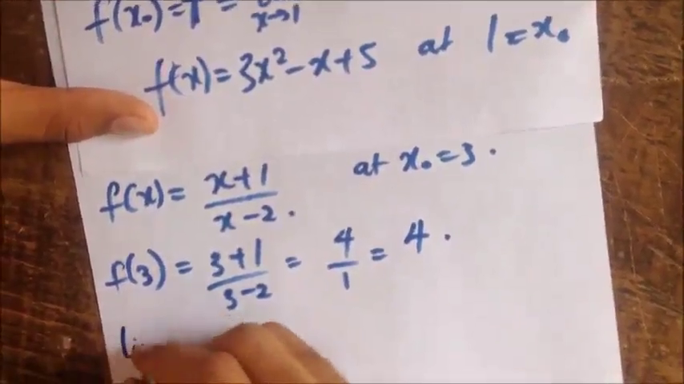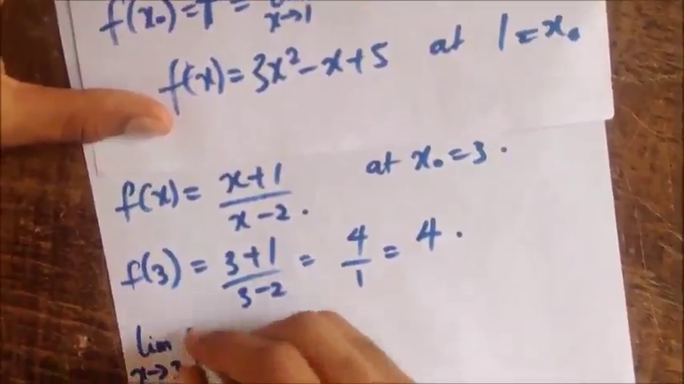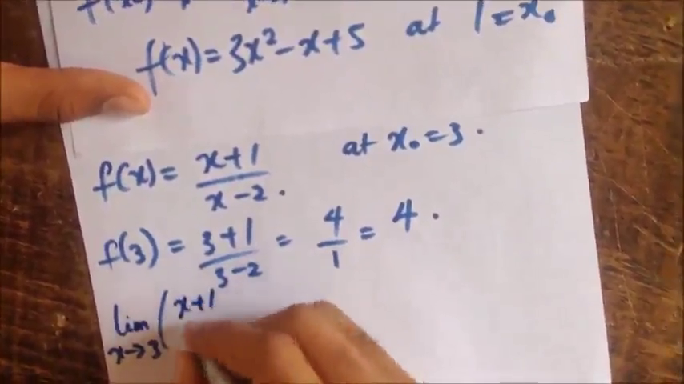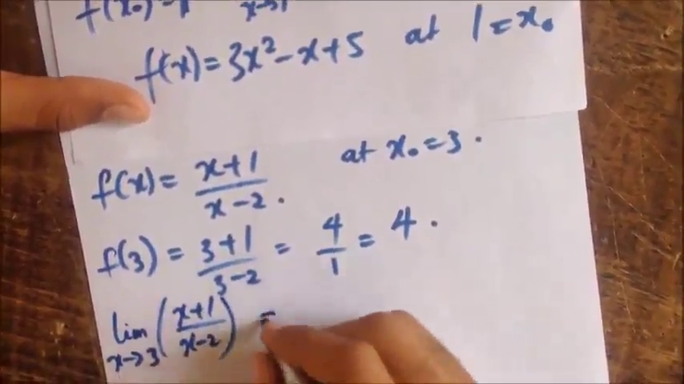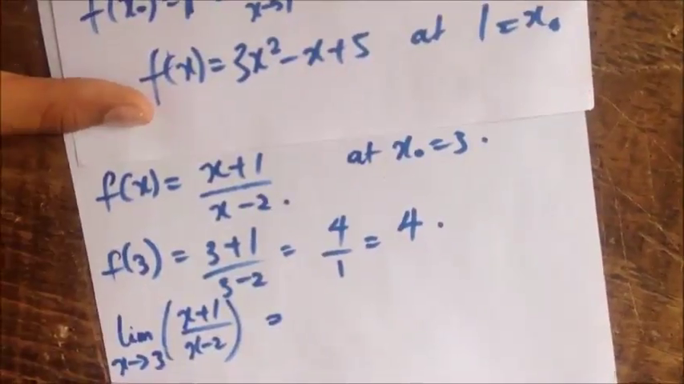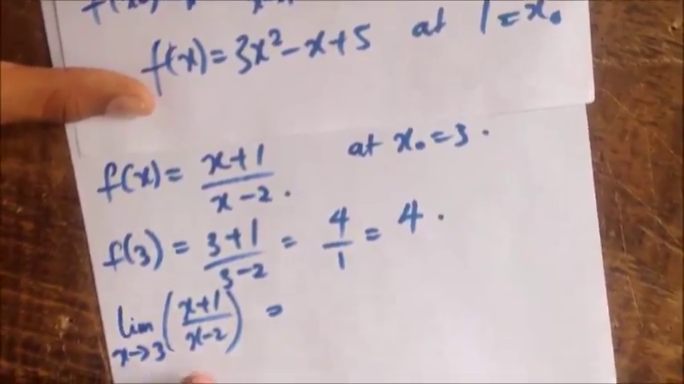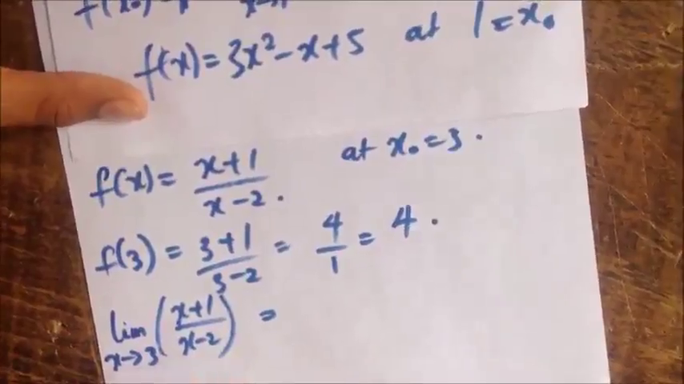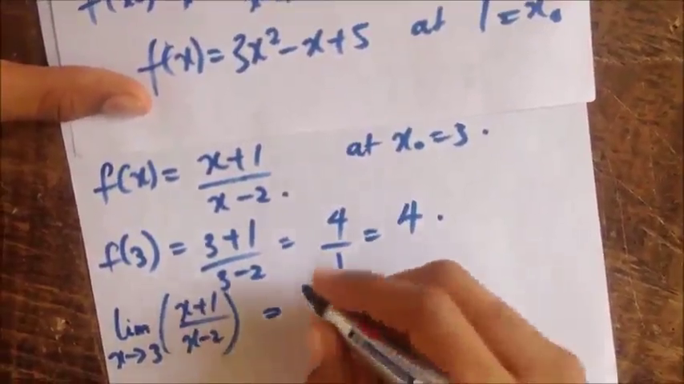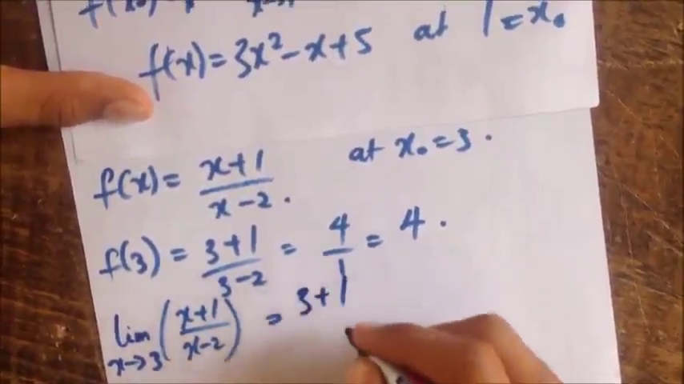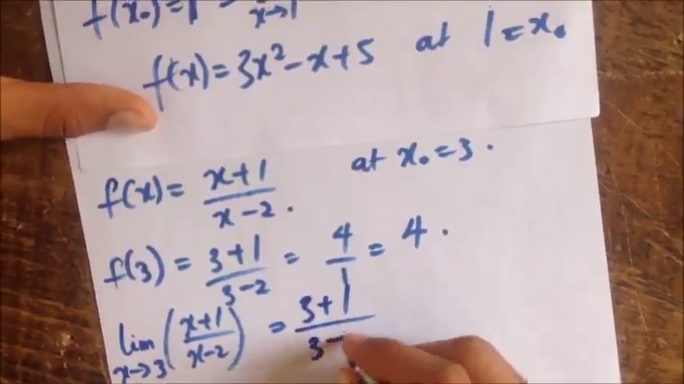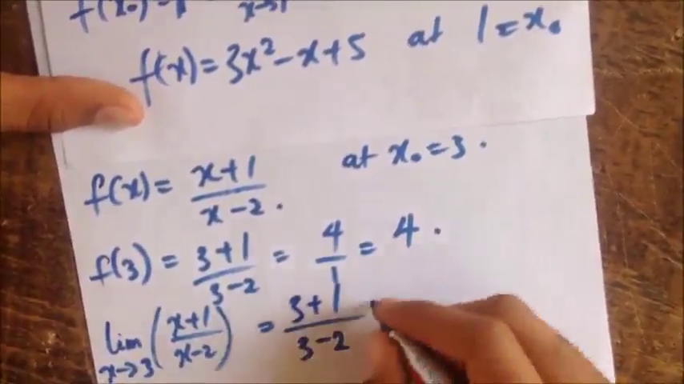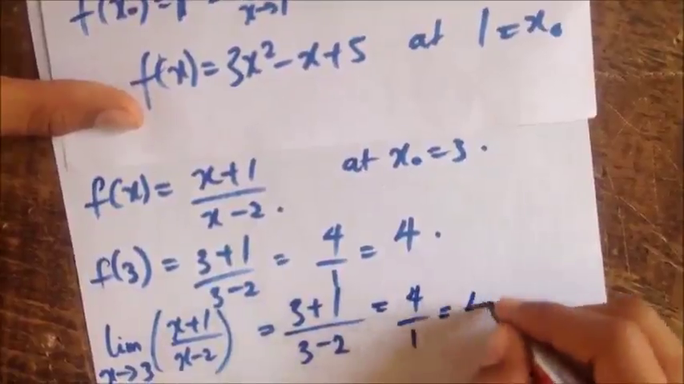So the limit as x tends to 3 of f of x, which is x plus 1 divided by x minus 2. If I substitute directly here, I can see also that I'm not going to get a division by 0, and we have already talked about avoiding that when we're solving for limits. So this is 3 plus 1 divided by 3 minus 2, meaning I've substituted my limits already. So this is just 4 divided by 1, which is 4.